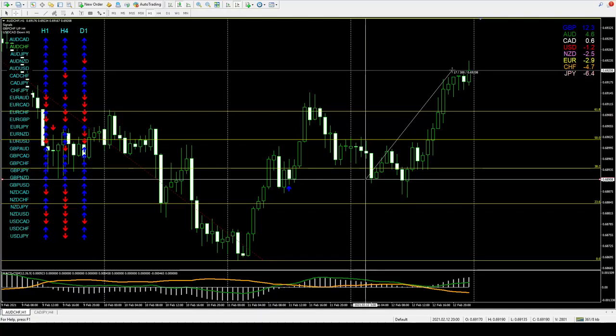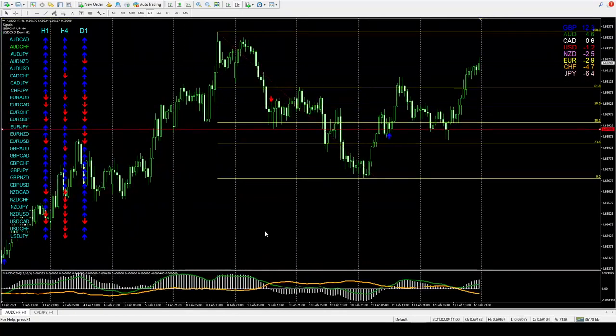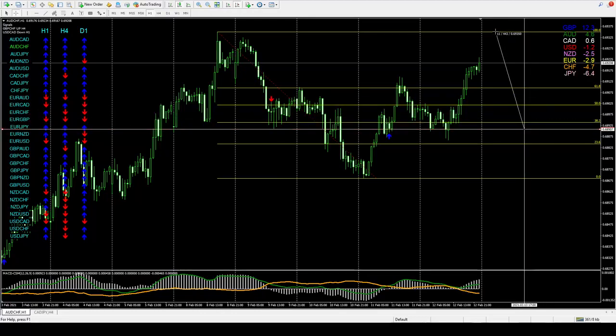If you entered the AUD CHF, you would be positive 30 pips today. This was a trade last Thursday. So it's 30 pips floating, because our TP would be here. The overall target take profit for this is 44.3 pips.